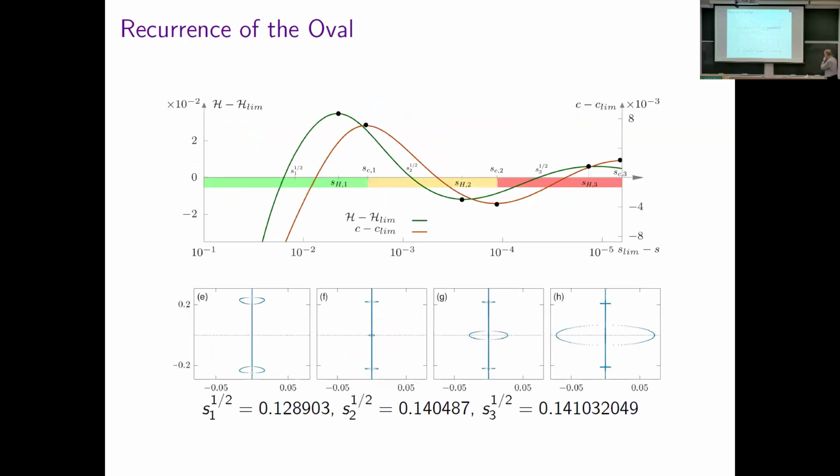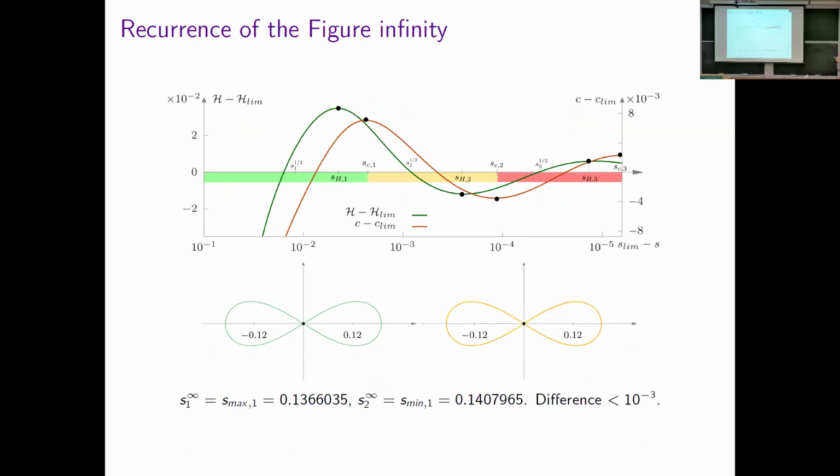I'll skip talking about the oval, harder to compare. The figure infinities are very easy to compare, other than the fact they're hard to compute because they already occur for very steep waves. But if we compare the first and second figure infinity, the difference is already 10 to the minus 3 if you overlay with real and imaginary parts as a function of Floquet exponent.